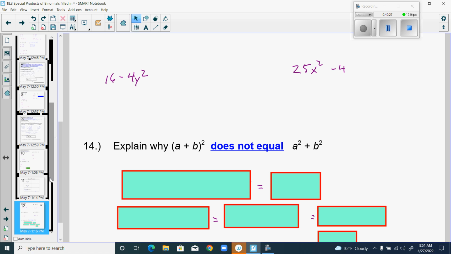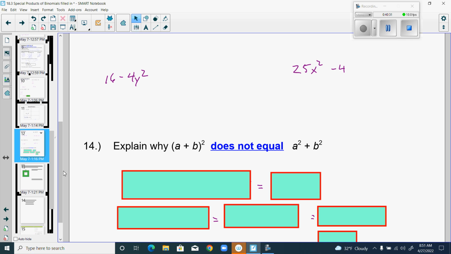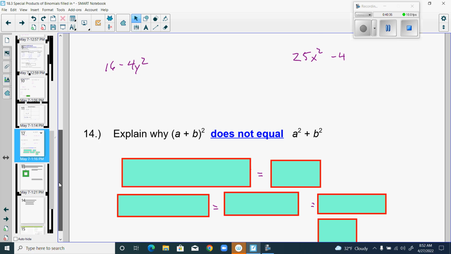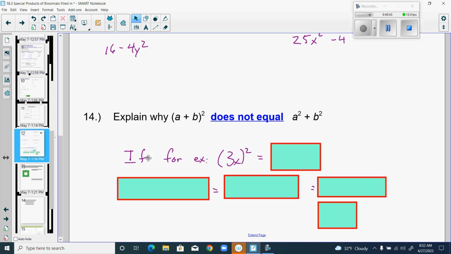for example, if I have 3x squared, that means I'm squaring what's inside parentheses, right? So what do I end up with? I get 3x times 3x. So similarly, if I have a plus b that's being squared, then that means I have a plus b times a plus b. I can't just jump here. This is not the distribution of exponents like we've talked about in the past.